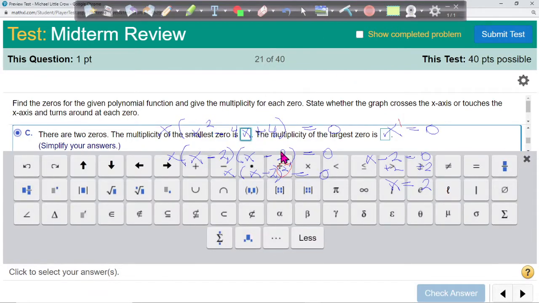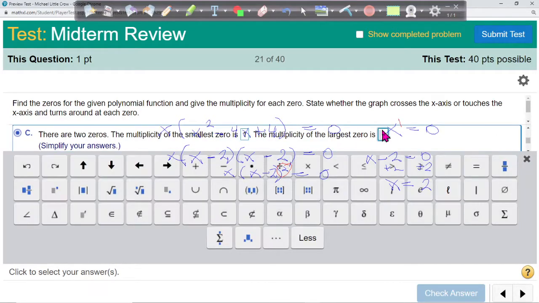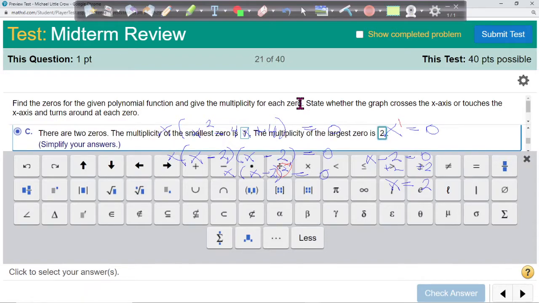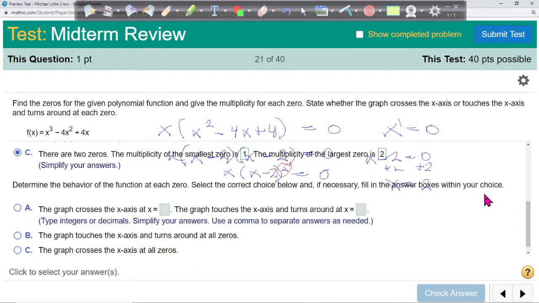So I can put this in here. The multiplicity of the larger zero, x equals 2, is 2. There's really 2 zeros. It's like it goes through twice. And again, what it looks like, I'll show you a quick little graph of it.